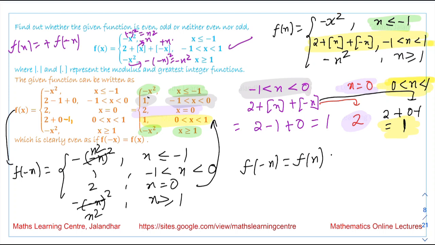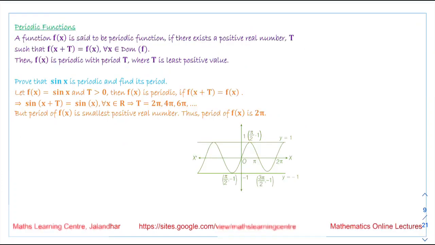The next definition we have is the periodic function. So we are saying a function is said to be periodic function if there exists a positive real number t such that f of x plus t is equal to f of x for all x belongs to domain of f, and f of x is periodic with period t where t is the least positive value, that is, there should be a least positive value for which f of x plus t should be equal to f of x.